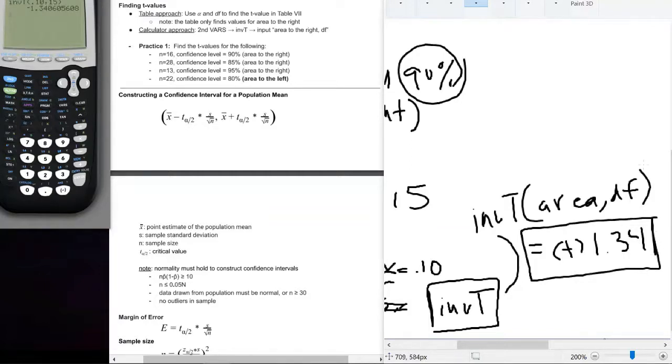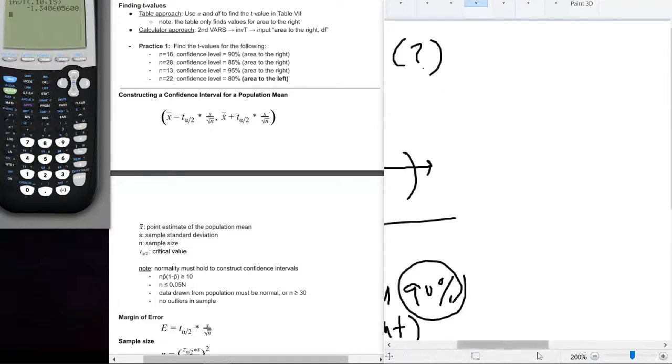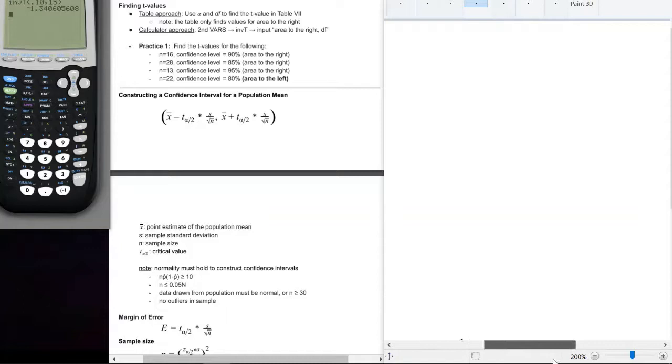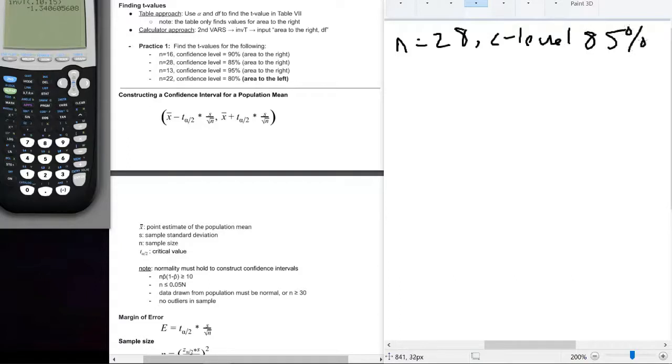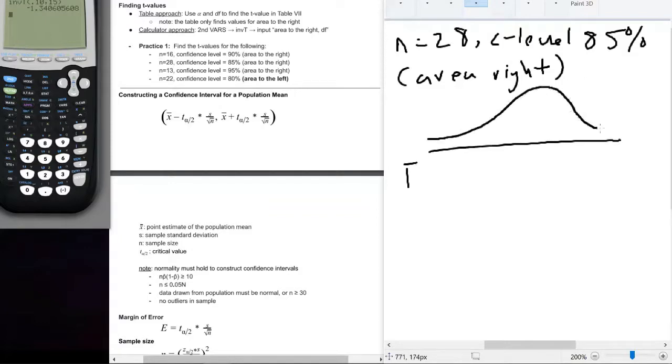Let's practice another. Let's look at part B. Okay. Part B now says we have sample size 28, confidence level 85%, and we also have an area to the right. Okay. So what that means is we have a t distribution with some degrees of freedom. Let's make a note of the degrees of freedom. By the way, if sample size is 28, degrees of freedom should be 27. Okay, it's always n minus 1.